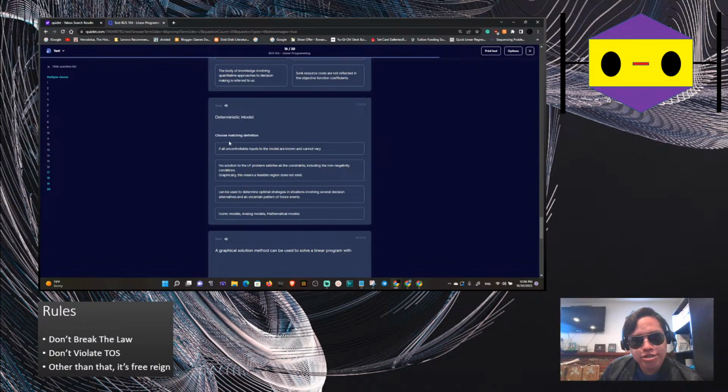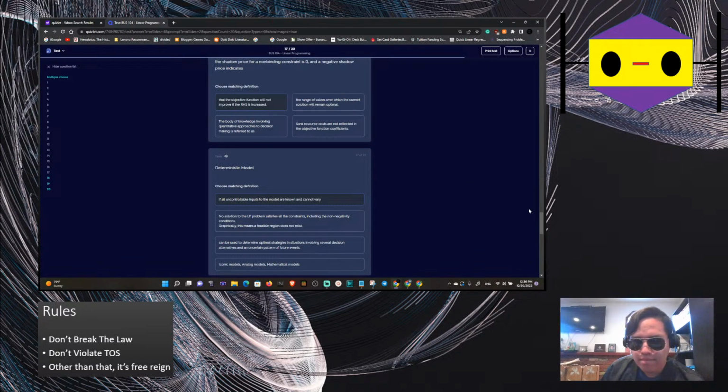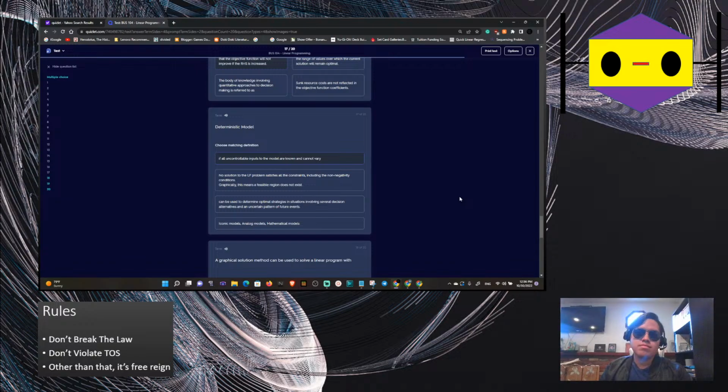Deterministic model. Choose matching definition. Controllable inputs to a model cannot vary. Deterministic. No solution to an LP problem satisfies. I'm going to go with A. I'm not sure about this one. You're not sure? Why not? Because deterministic means the model is certain, right? Yes, models are certain. None cannot vary. Okay, now that makes sense.